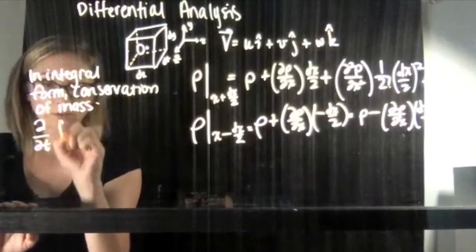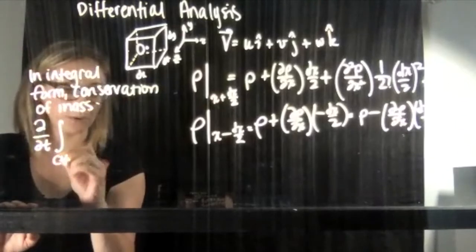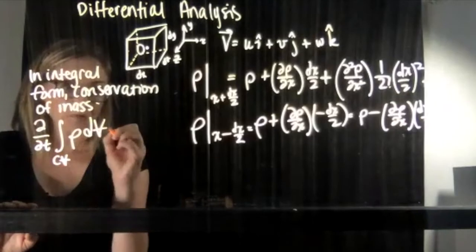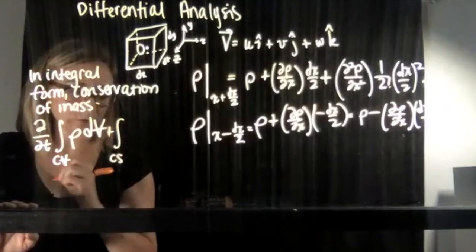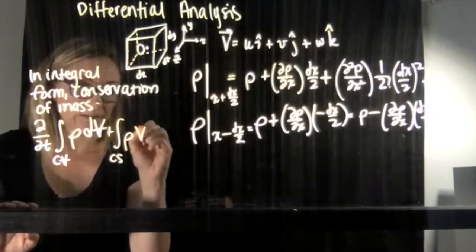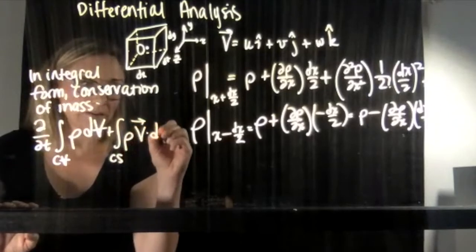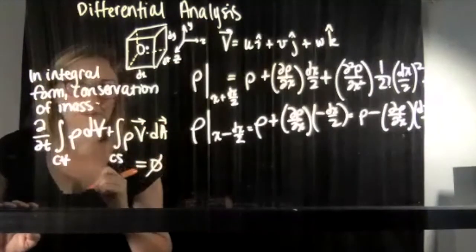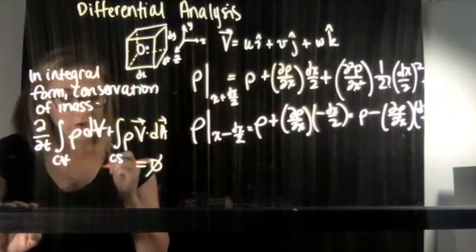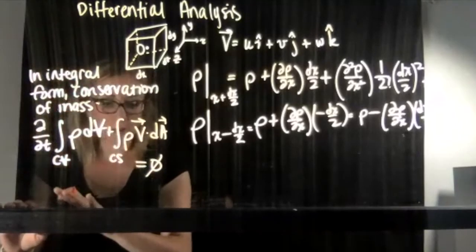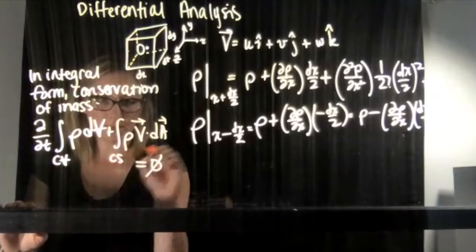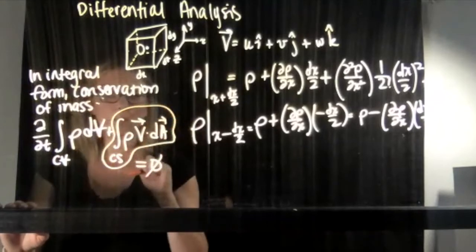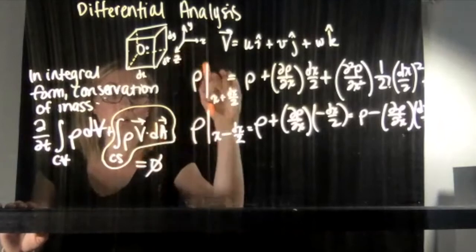We have our time derivative of the integral over the control volume of the density integrated over the volume, plus our integral over the control surface of the density, the velocity dotted with the area, integrated over the control surface, and then this is of course equal to 0. Okay, so we want to take a look at what this quantity, this control surface integral, is in the differential form.